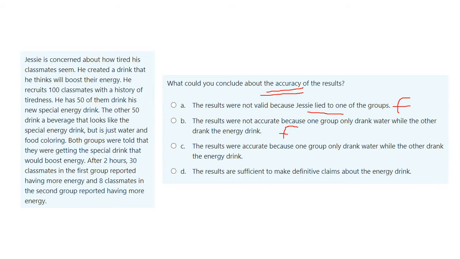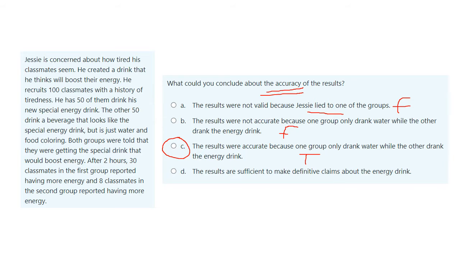C, the results were accurate because one group only drank water while the other group drank the energy drink. Yes. If everybody drank the energy drink, how would you know if they have more energy than normal? You would see how much energy they have, but you would not know if that was more than normal. By having one group drink the energy drink and one group have water, you can compare. You can see the difference. So C is the correct answer. This is a very accurate experimental design because there is the control group and the experimental group.